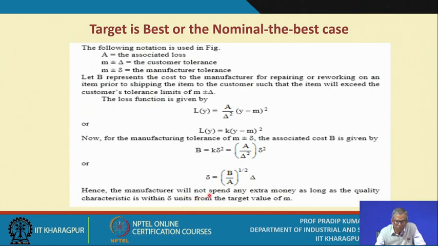Hence the manufacturer will not spend any extra money as long as the quality characteristic is within small delta units from the target value of M. That means he feels comfortable. Even if he finds that the actual value of the quality characteristic at the last stage of the manufacturing system is within M plus minus small delta, he can send it to the customer. Is it okay?